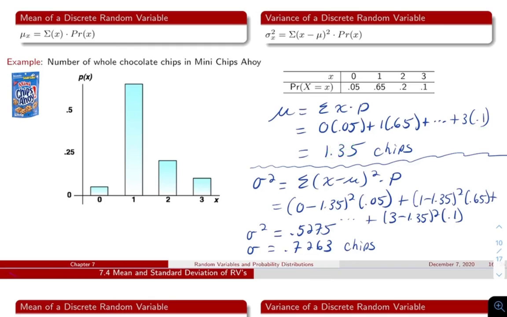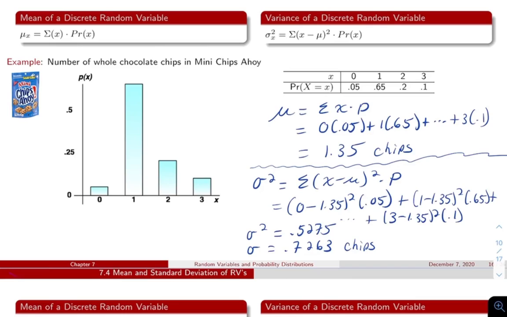The example we're doing here is the number of whole chocolate chips in Mini Chips Ahoy. A few years ago, I guess this was a controversy because in Mini Chips Ahoy, they used full-size chips and some of the cookies got no chips. So since then, they've changed it. But back then, on average, Mini Chips Ahoy had only on average 1.35 chips per cookie.